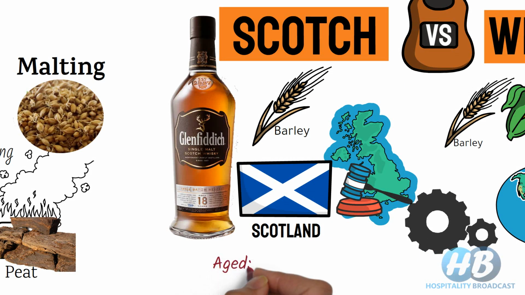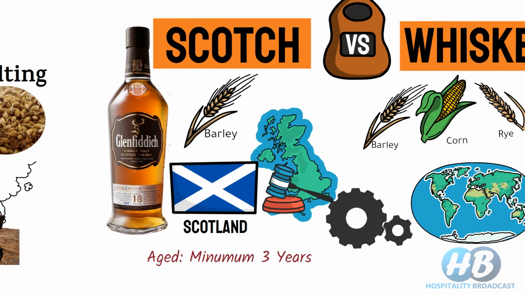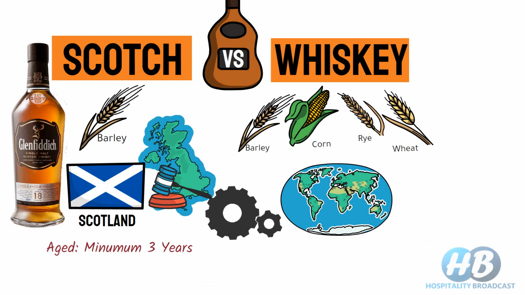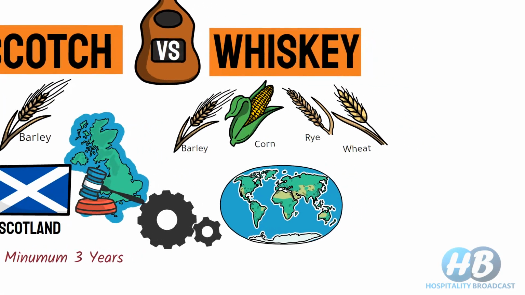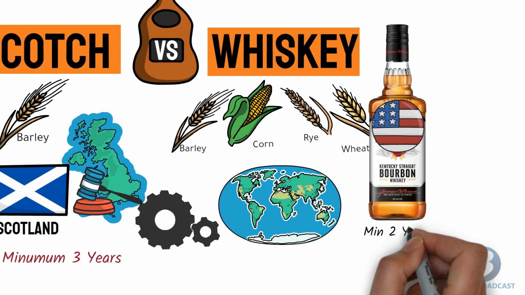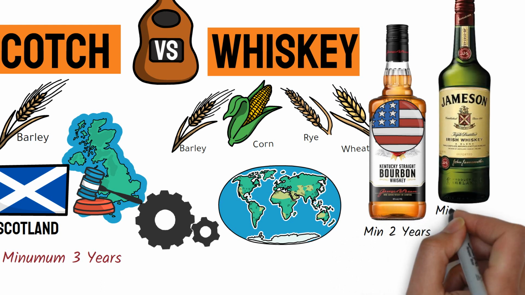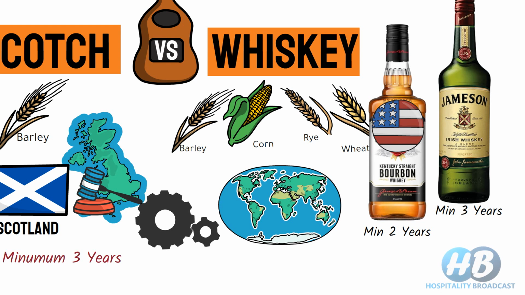Scotch is aged for a minimum of 3 years in oak casks, while aging requirements for whiskey can vary depending on the type and region. For example, straight bourbon whiskey, that is from the United States, predominantly uses corn, must be aged in new charred oak containers, and aged for a minimum of 2 years, while Irish whiskey must be aged for at least 3 years.